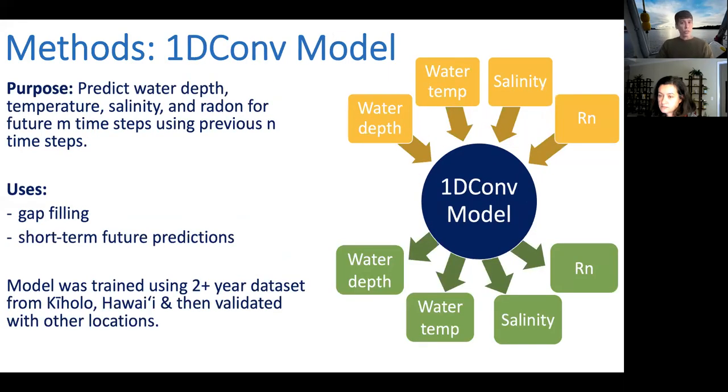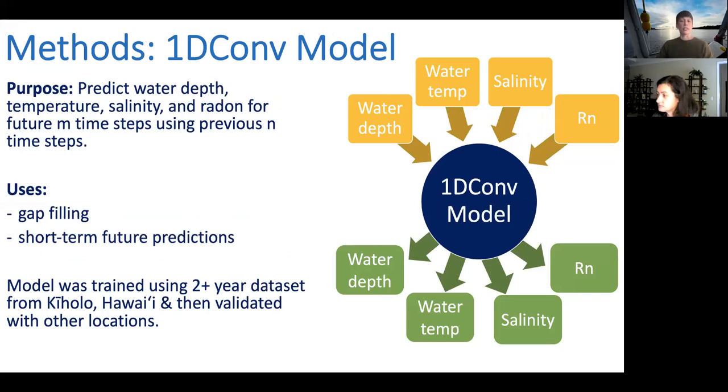The 1D convolutional model, on the other hand, uses a technique that's commonly used for time series in deep learning. Here, the model takes water depth, water temperature, salinity, and radon from the previous n time steps, and then uses these to predict these 4 parameters at a future m time steps. And so for this model, we trained and validated it exclusively on the long-term 1 hour resolution data set from the Kona Coast.